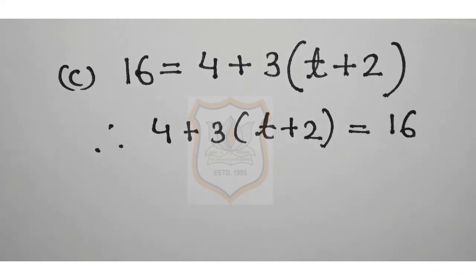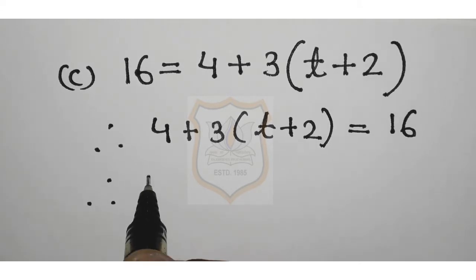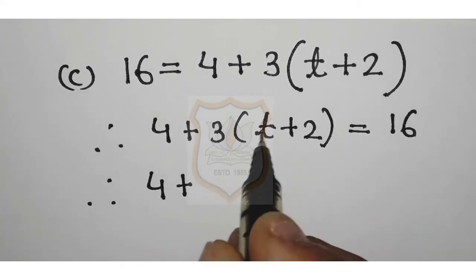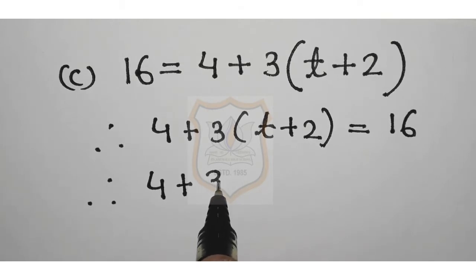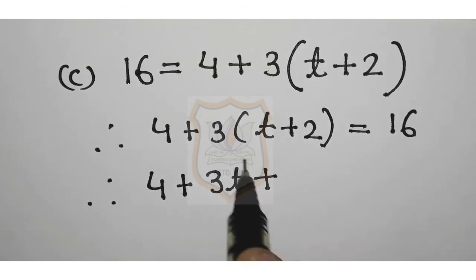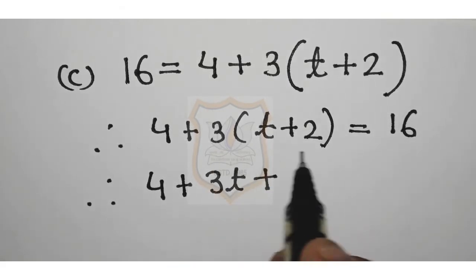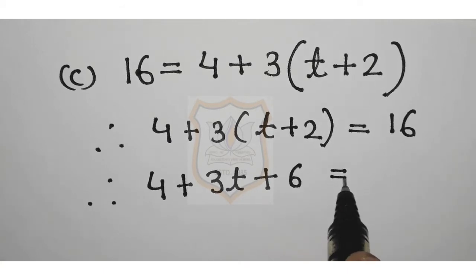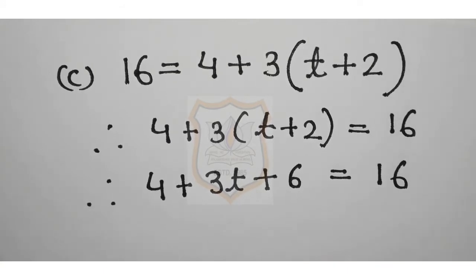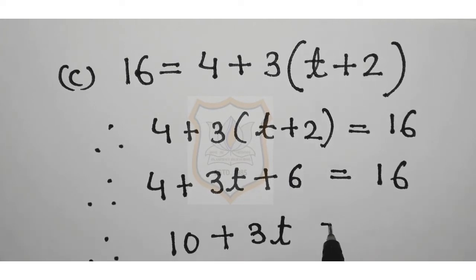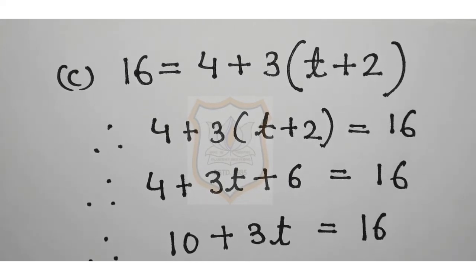You can write this equation like this also. Therefore, 4 plus, now 3 is multiplied by t, that is equal to 3t, plus 3 is multiplied by 2, that is equal to 6, is equal to 16. Now, therefore, 4 plus 6, that is equal to 10, plus 3t is equal to 16.